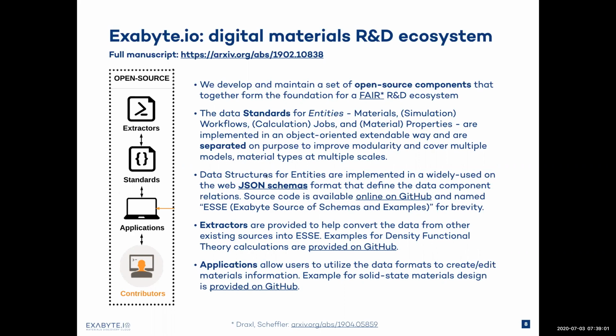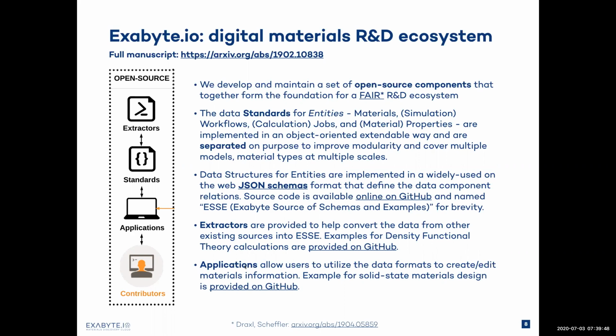And these data structures are implemented in an object-oriented extendable way so that we can cover different kinds of material types and simulation types, and do that in an easy-to-use and modular way. This repository that contains JSON schema is available on GitHub. It's open source and it's constantly being updated. Extractors are provided to help convert the data from any other existing sources, like simulation engines that we support today, into this format that we call ESSE, exabyte source of schemas and examples. We also have an example for an extractor provided on GitHub as another open source repository.